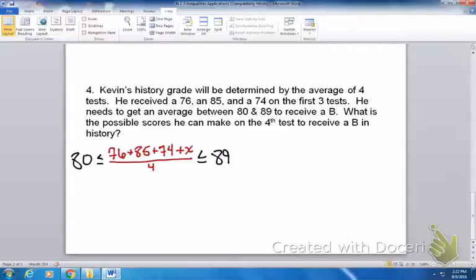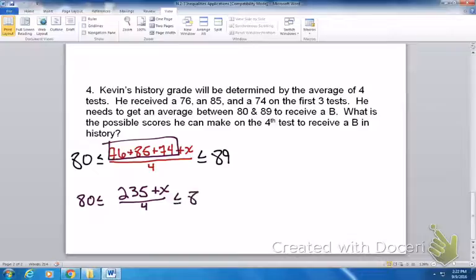Let's clean it up just a little bit before we finish. I'm not going to change the 80 yet. 80 is less than or equal to... What I do want to do is add my like terms. 76 plus 85 plus 74 is 235. But I couldn't add the x to it because they're not like terms. That's still divided by 4, and it's less than or equal to 89. Now, you don't have to do that step first, but I think it's a good place to start.